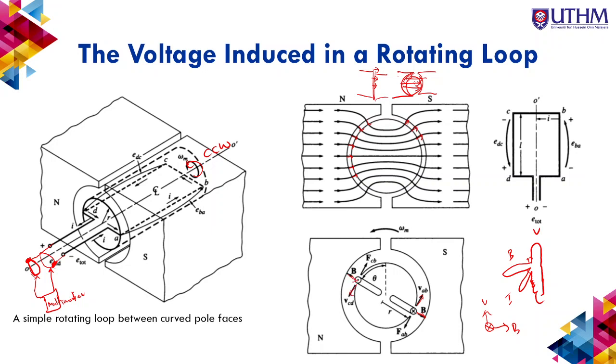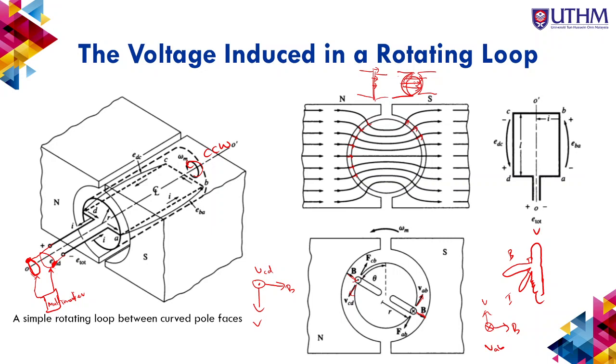The velocity is in this direction, so we can draw it like this: V and B. We use our right hand, and this one will be out of the page. So this is the position for VCD and also VAB. This is VAB.